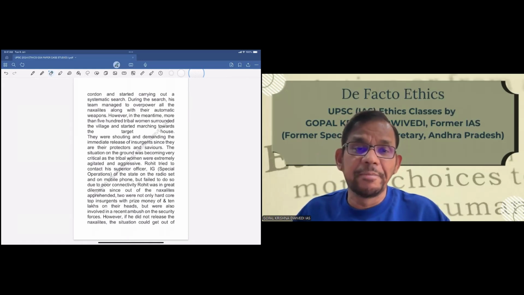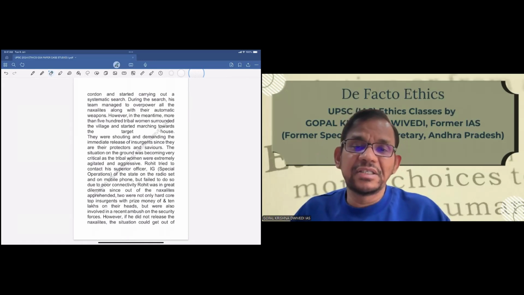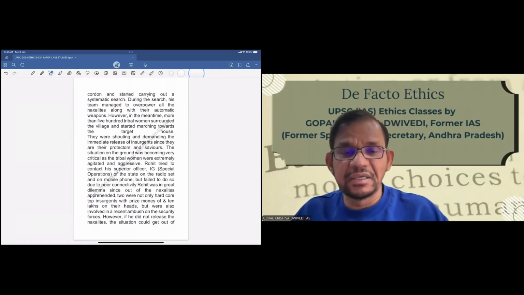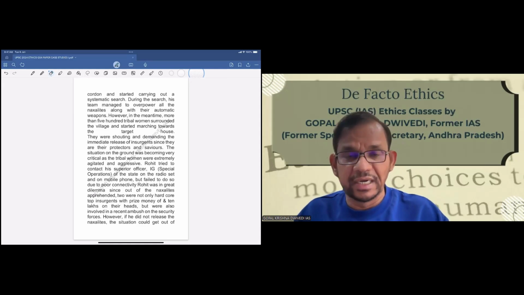However, in the meantime, more than 500 tribal women surrounded the village and started marching towards the target house. They were shouting and demanding the immediate release of insurgents since they are their protectors and saviors. The situation on the ground was becoming very critical as the tribal women were extremely agitated and aggressive. Rohit tried to contact his superior officer, IG Special Operations for the state, on the radio set and on mobile phone, but failed to do so due to poor connectivity.